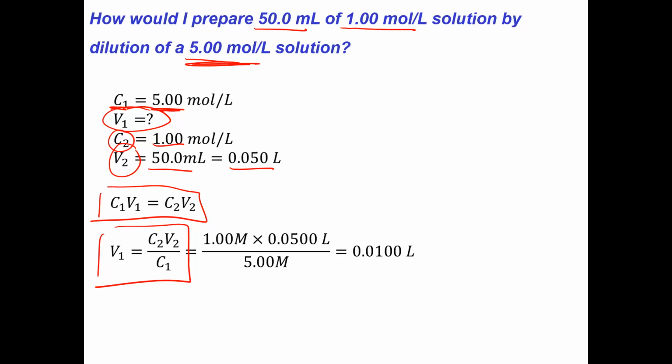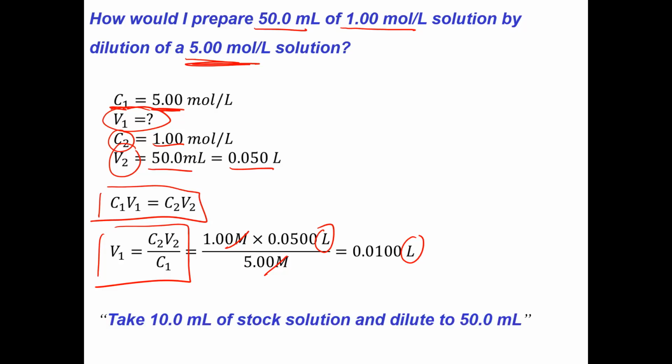Now I just have to plug and chug and be careful not to confuse my numbers. C2 is 1 mole per liter, V2 is 0.05 liters, and C1 is 5 moles per liter. You can see that moles per liter cancels out, leaving me with the units of liters, which are units of volume, so that's good. So I have to take 0.01 liters and dilute it until I have 50 milliliters. 0.01 liters is the same as 10 milliliters, so I would take 10 milliliters of the stock solution and dilute it until I had 50 milliliters.